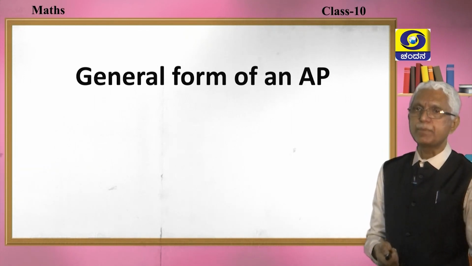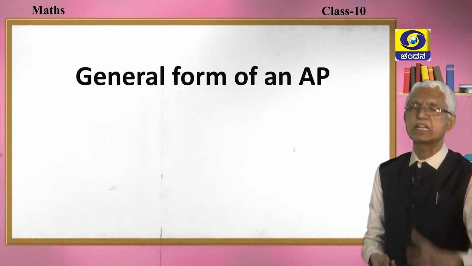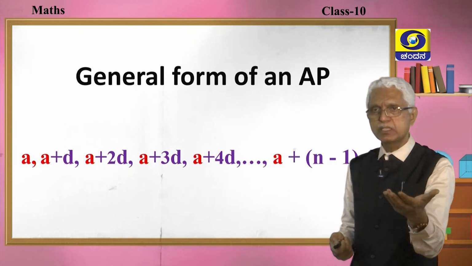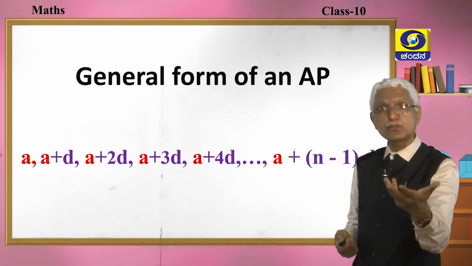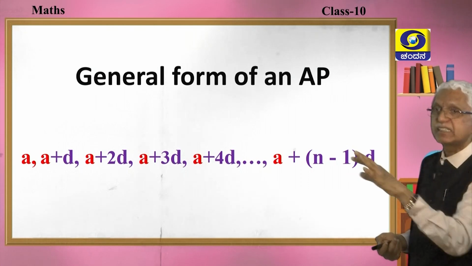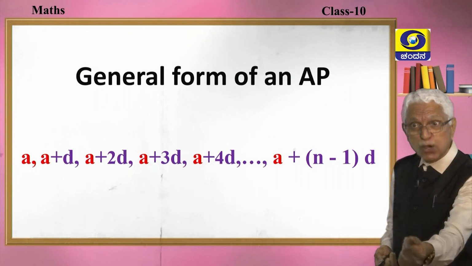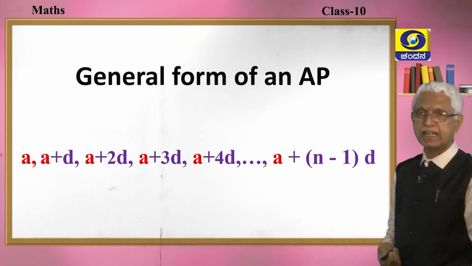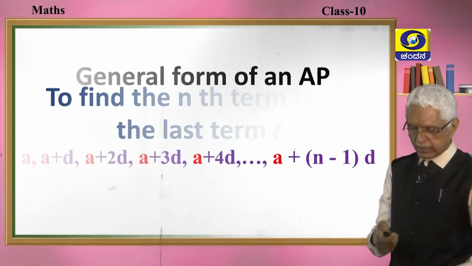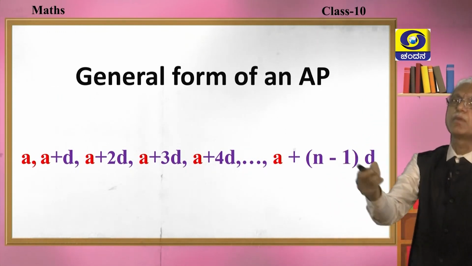General form of an AP. So, any AP, any arithmetic progression, what will be the general form? You know the first term is A, second term is A plus D, A plus 2D, A plus 3D, A plus 4D, dash dash dash. The last term, or the nth term, put it as the nth term. Just now you proved that, a plus 1 minus 1 into d, a plus 2 minus 1 into d. So, in that you got a plus n minus 1 into d. So, this is the general form of an arithmetic progression.